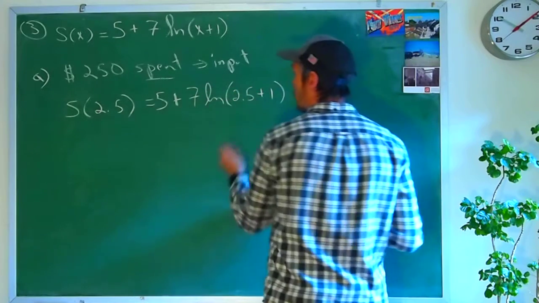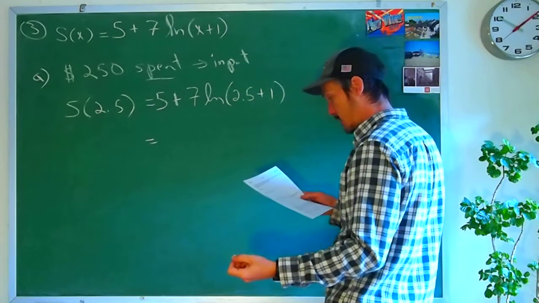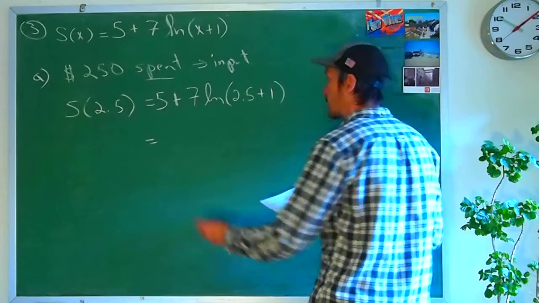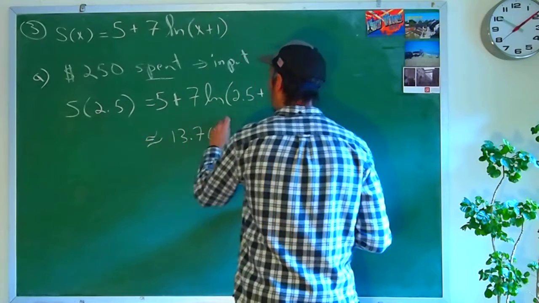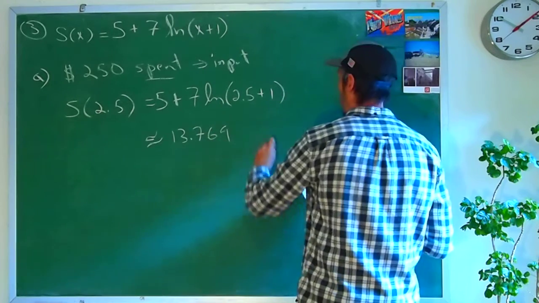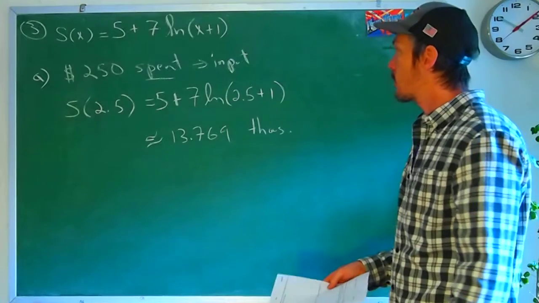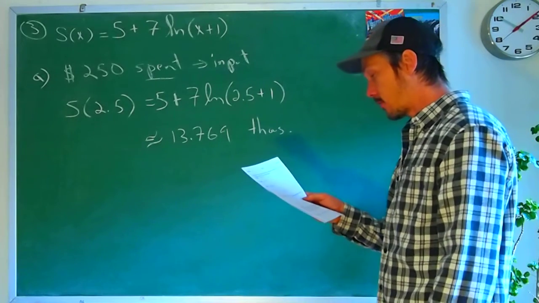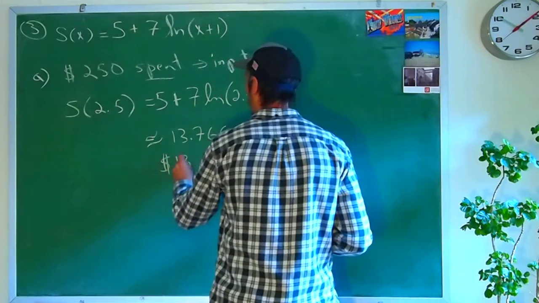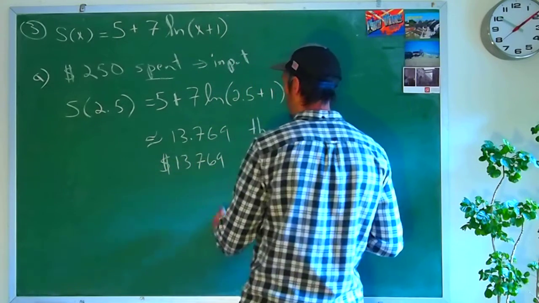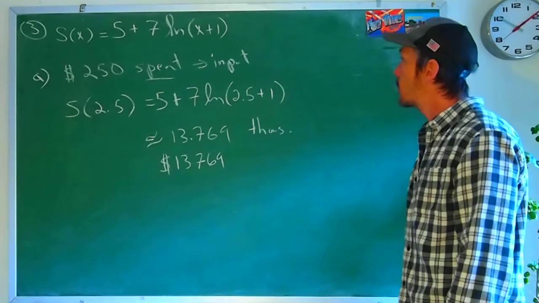And this is ln of 3.5. And then we're going to multiply that by 7 and add 5 to it. And I've already done this, and I got 13.769, this is approximate, thousand. Okay, so what that actually is, in dollars, to the nearest dollar, is $13,769. All right. So that's part A.